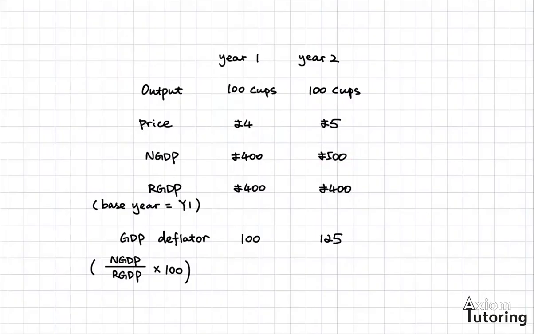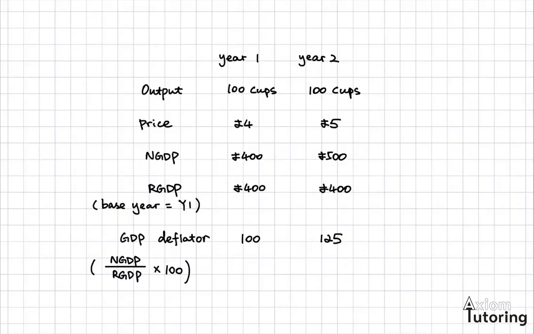The GDP deflator in year 2 now becomes 500 divided by 400 times 100, so 125. So the index between these 2 years has increased from 100 to 125, and this tells us that prices are 25% higher than in the base year. The economy is not producing more coffee. The money value of GDP has increased only because coffee has become more expensive. The nominal GDP has increased by 25% purely due to the fact that prices have increased by 25%.